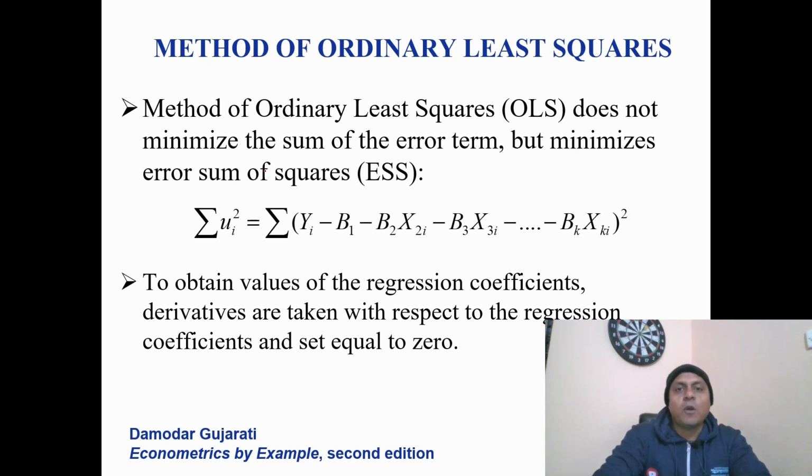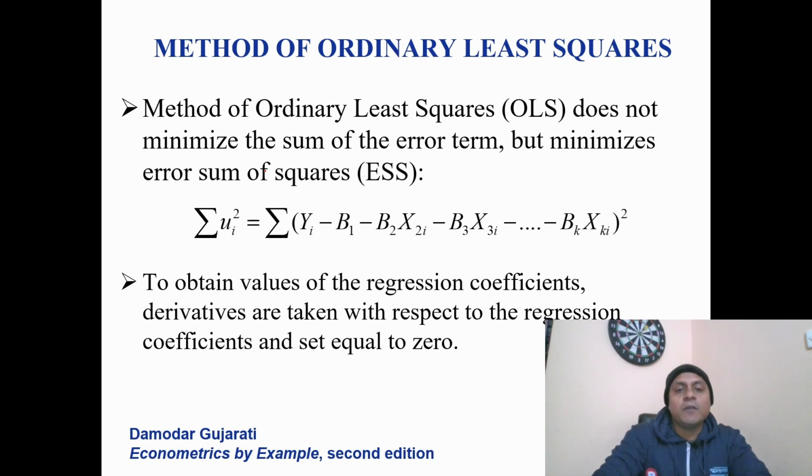The method of ordinary least square is a very popular method in the linear regression model, and the main idea of the method of ordinary least square is to minimize the sum of squared errors, meaning that we would like to minimize the error term as much as possible and try to get close to the population model. That is the idea of the ordinary least square technique.